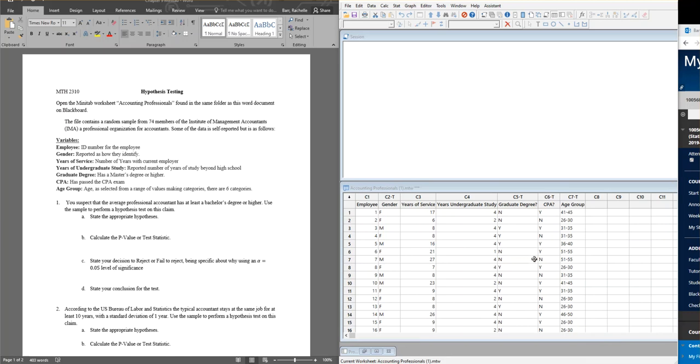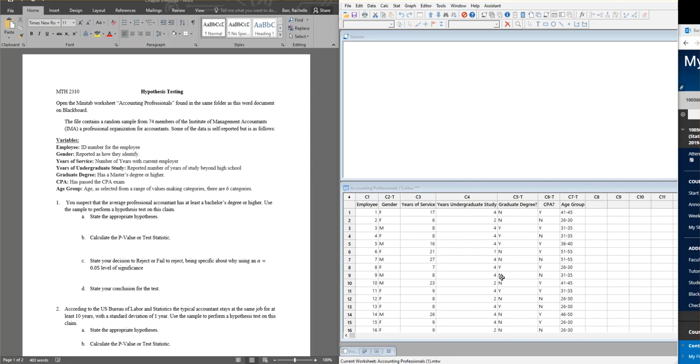Anyway, so the quantitative variables here are going to be years of service and years of undergraduate study. The rest are going to be categorical. Now, employee is just an ID number to identify them different from each other. This is like not even useful, but if you were to sample from this, it would be useful just to track where it came from in your original data.